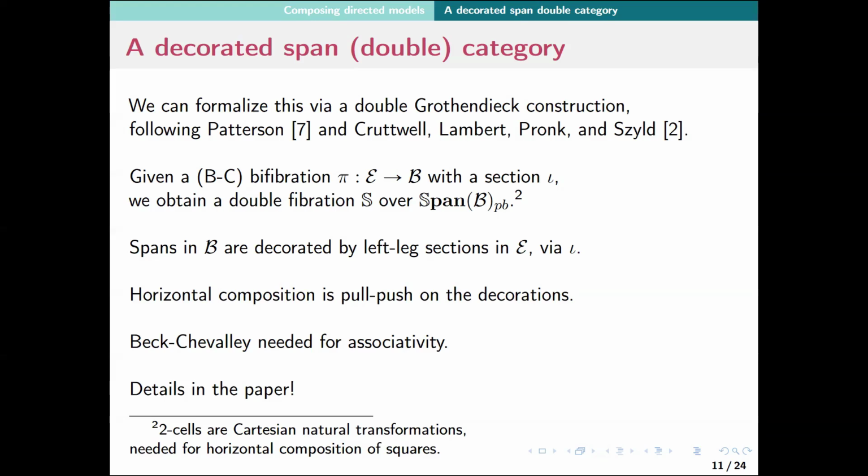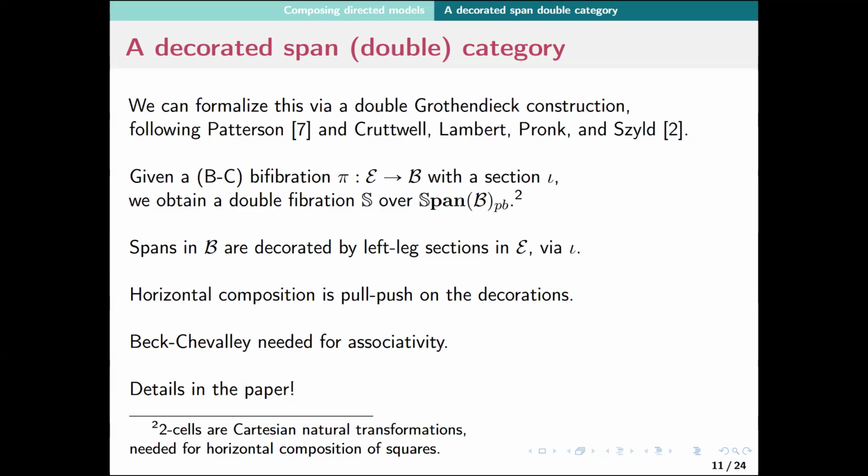I call it blackboard S over spans in the base category, with a slightly annoying restriction that the morphisms of spans, those are your cells in your double category, have to be Cartesian, they have to be pullback squares. That's to make horizontal composition of squares work nicely. As we've seen in the previous diagram, we decorate these spans by sections of their left leg. That's what the section of your bifibration is for.